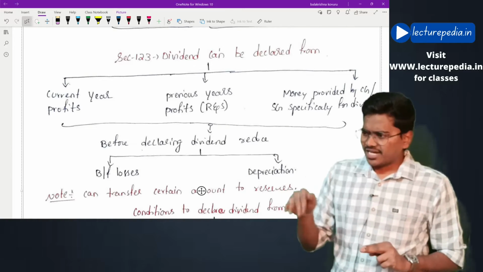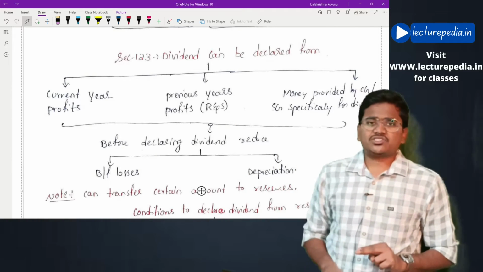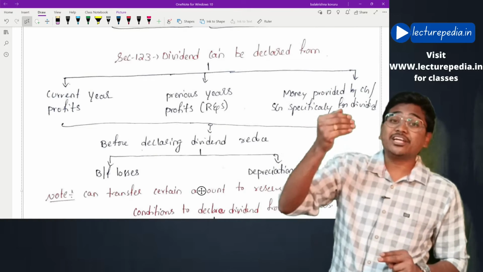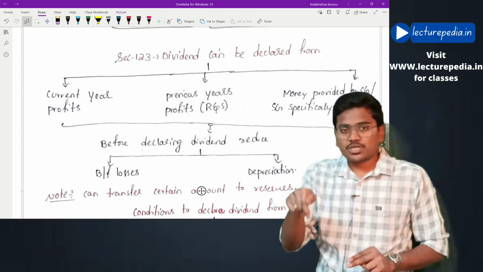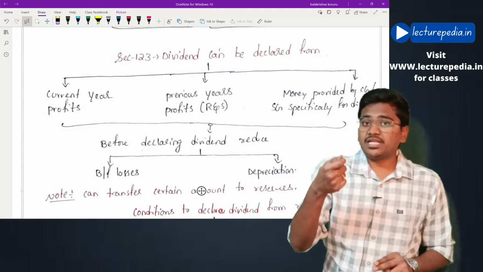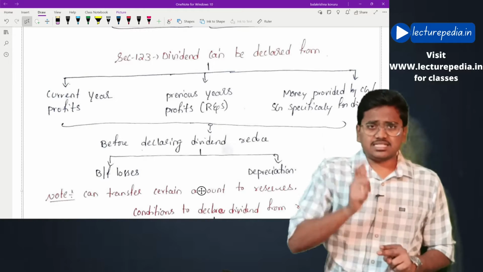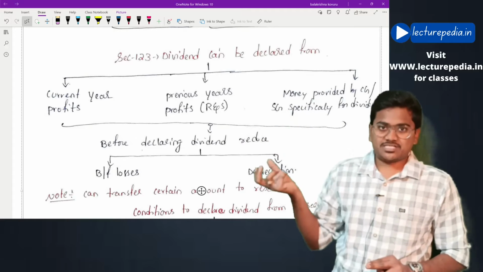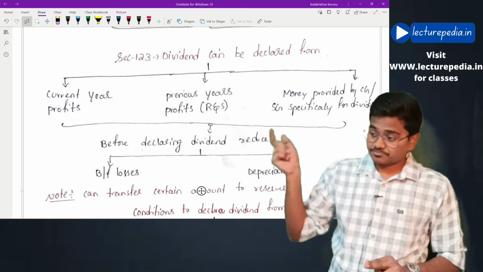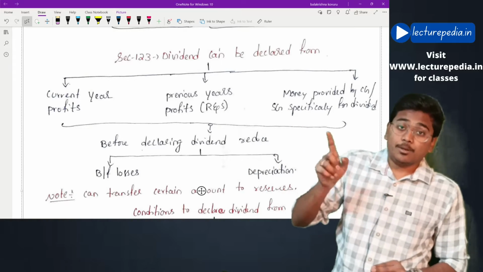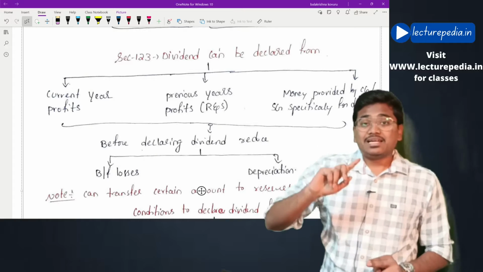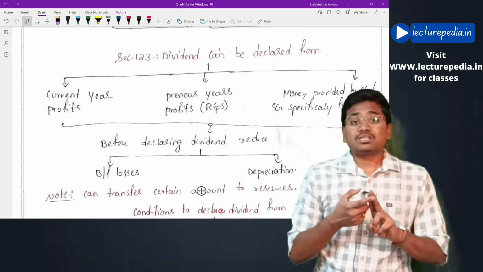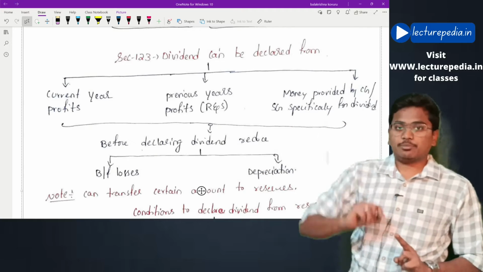Second source, let's say in the current financial year the company has not earned profit, the company has made loss. Whether in this situation of loss can a company give dividend? The answer is yes, provided it is having sufficient reserves and surplus. Hope this is clear. Even though the company has made loss in the current year, it can pay the dividend from the reserves and surplus balance. So the second source is reserves and surplus balance.